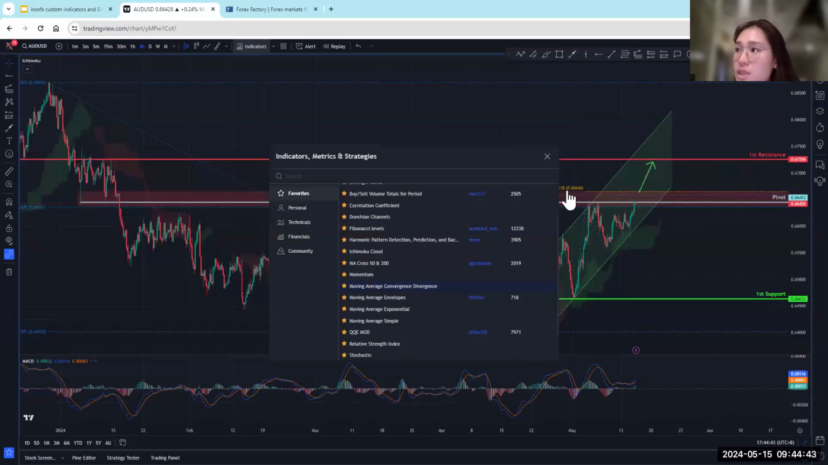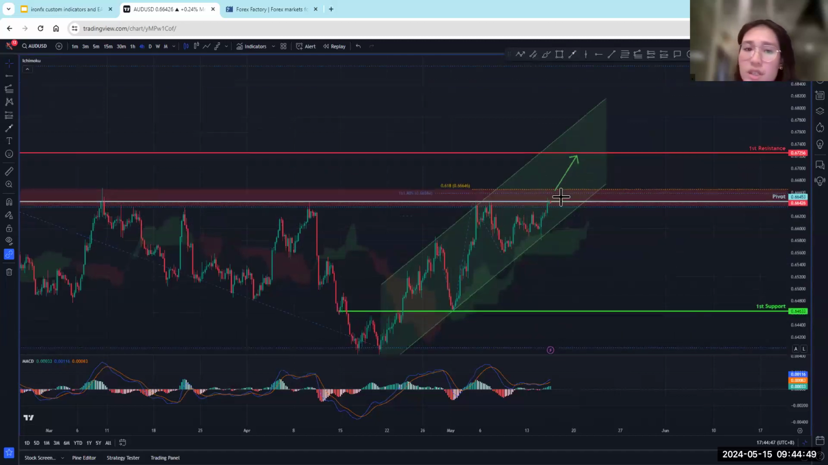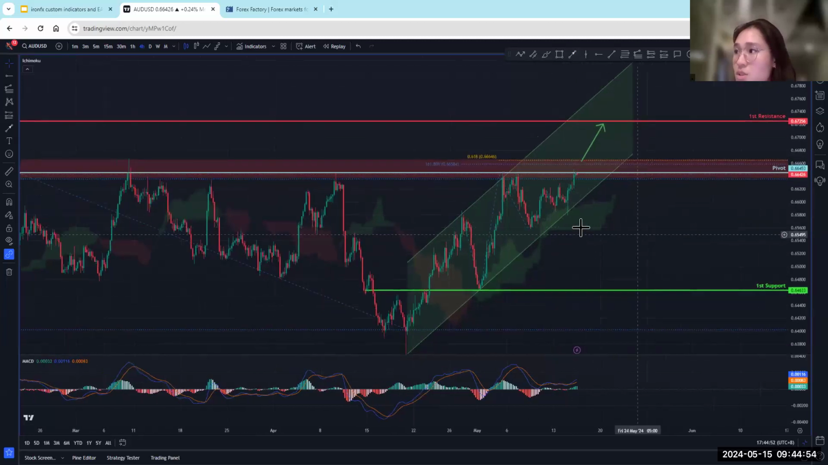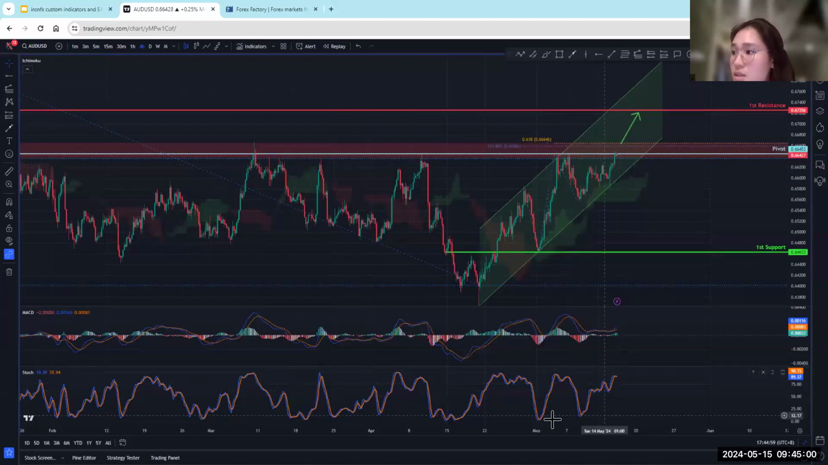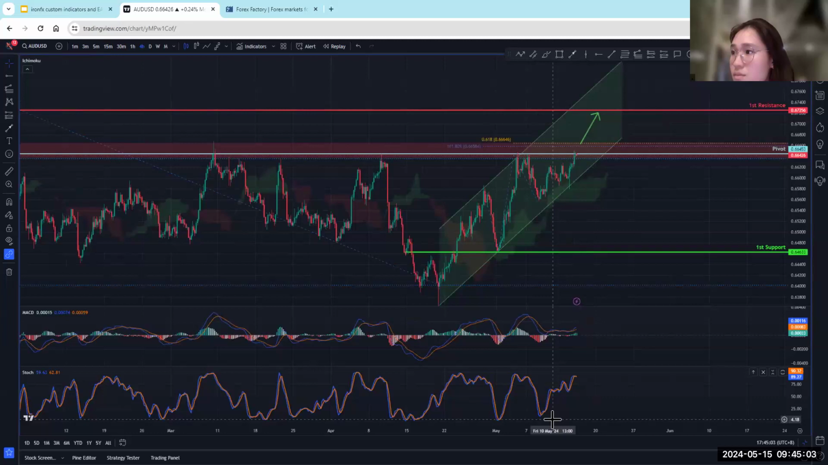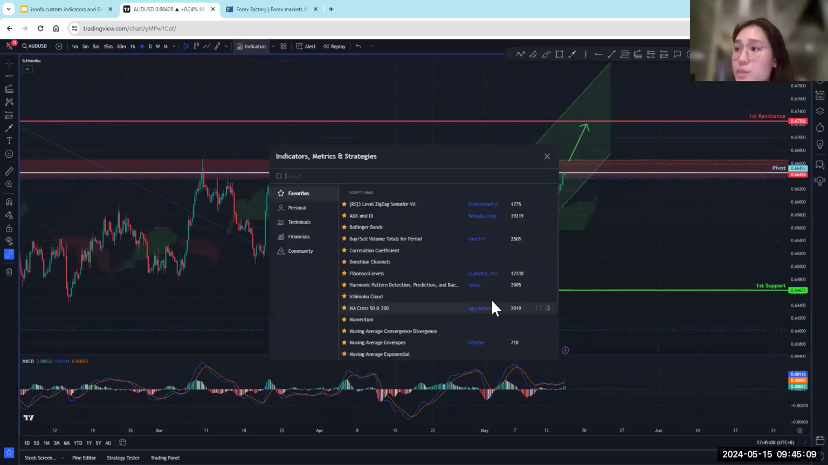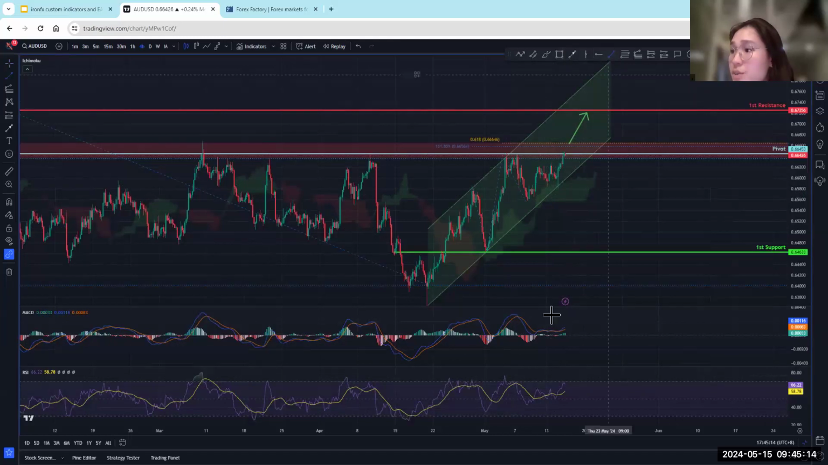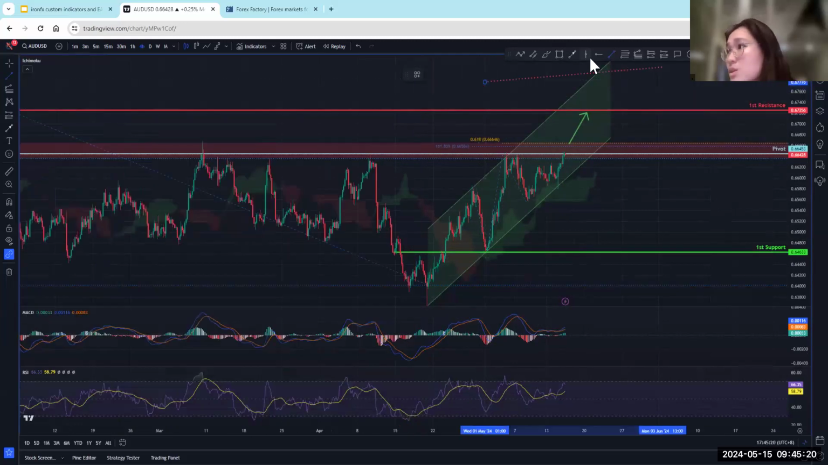Now let's look at our indicators. We have our Ichimoku and MACD. Price is moving above the Ichimoku cloud, so it's giving us a bullish signal. MACD is also giving us a bullish signal, so it supports our analysis. If we look at stochastic, it isn't telling us much. If we look at RSI, we see prices moving in this ascending trend line.